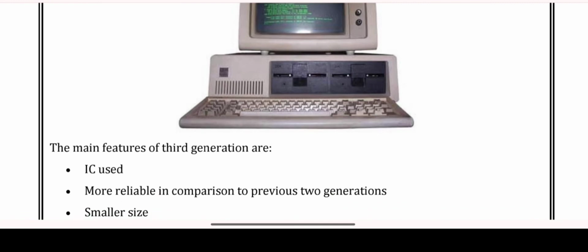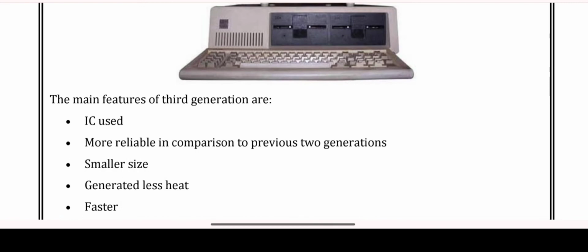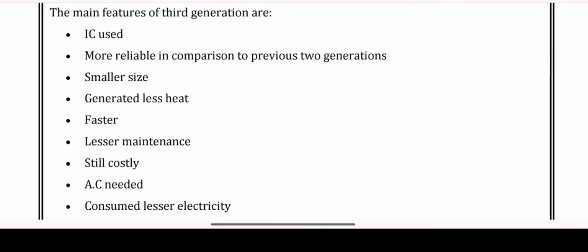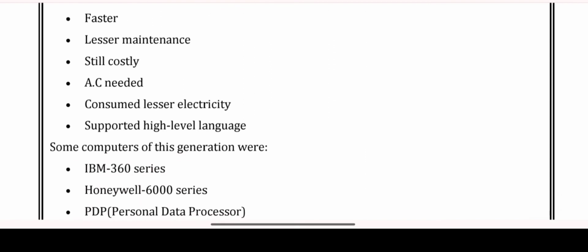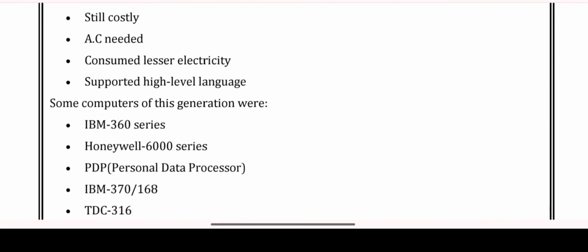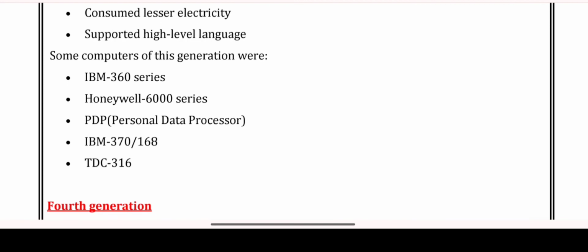The main features of the third generation are: ICs (integrated circuits) used, more reliable in comparison to the previous two generations, smaller size, generate less heat, faster, lesser maintenance, but still costly, and AC needed. They consumed lesser electricity and supported high-level programming languages. Some computers of this generation were IBM's 360 series, Honeywell 6000 series, PDP (Programmed Data Processor), IBM 370/168, and TDC 316.